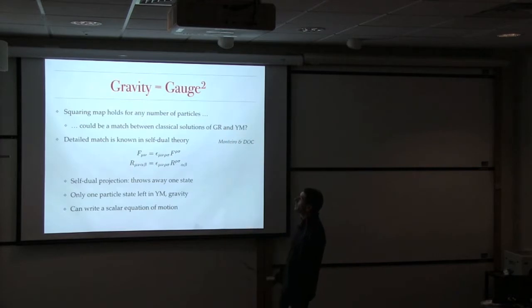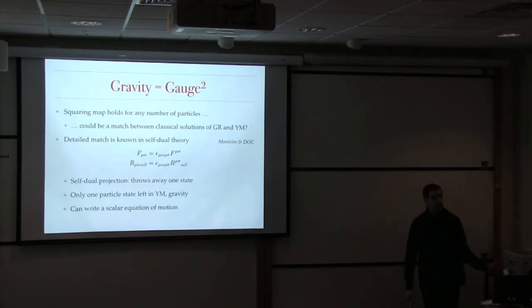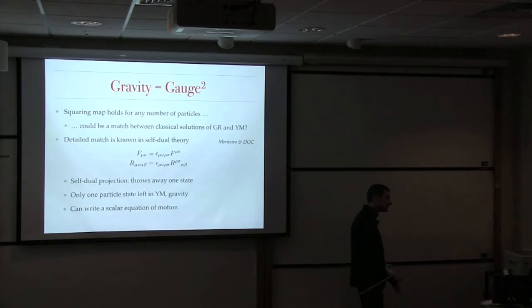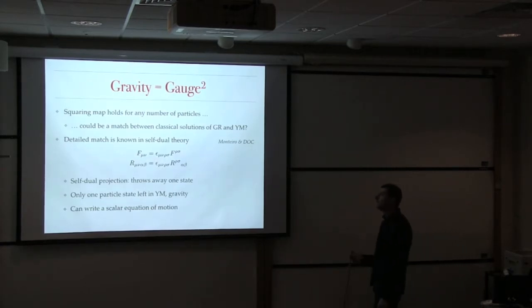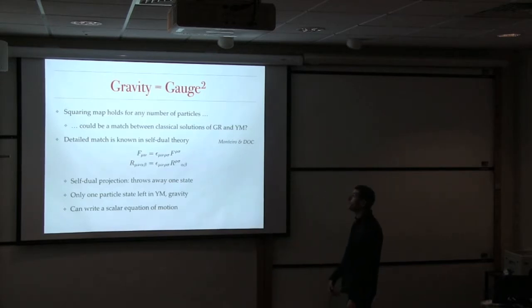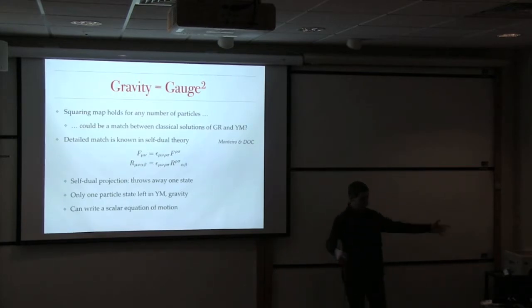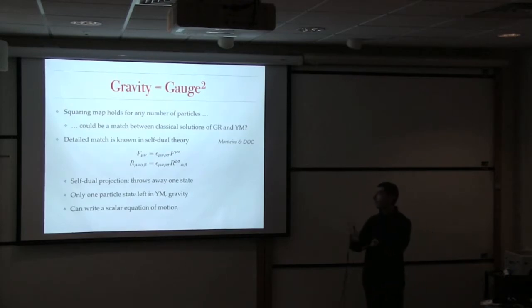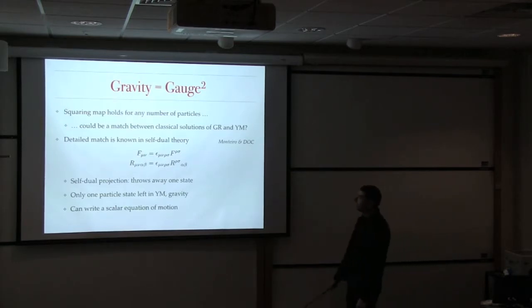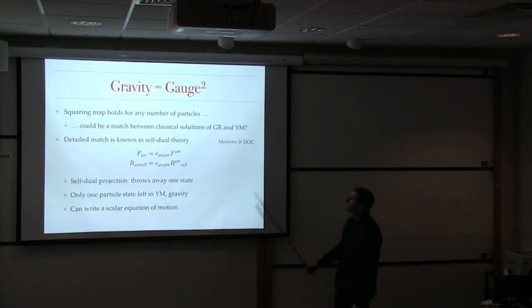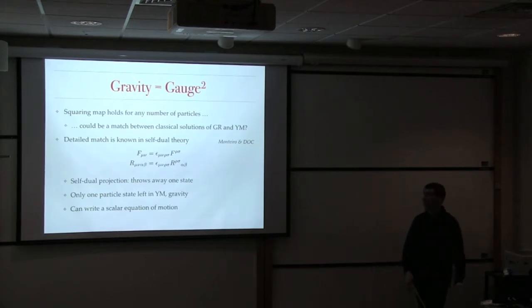Now, I told you that there's this squaring map. It certainly holds at tree level for any number of particles. One way you can think about scattering particles at tree level is that they can be obtained by performing a perturbative solution of classical field equations in general relativity, with some waves at infinity, and these waves interact nonlinearly and generate the perturbative expansion of the scattering amplitude for you. Since this relationship holds to all orders of perturbation theory in this classical context, you might think that there could be some map between classical solutions of GR and Yang-Mills.